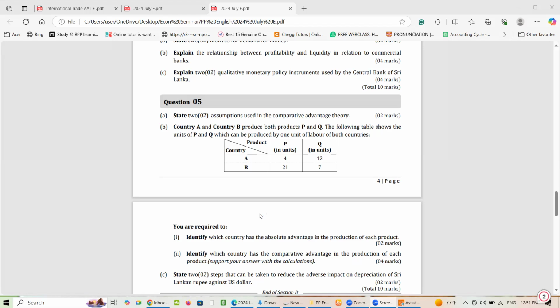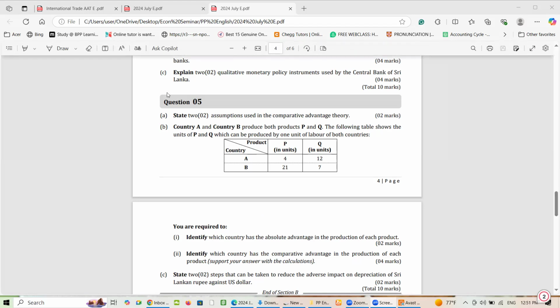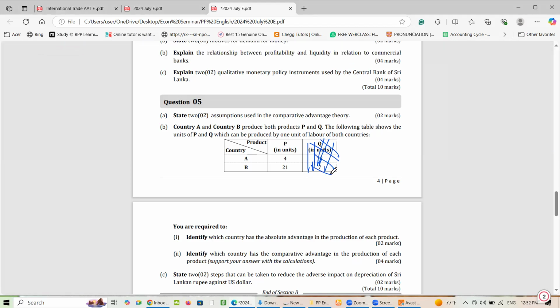Now, you have to decide which country has the absolute advantage in product P and product Q. So, when you talk about the absolute advantage in the production of P, disregard Q. Look, I will remove this one. Then you can easily understand this concept. Remember, when you decide the absolute advantage, no need to have two goods. Right. Now, country A, country B.